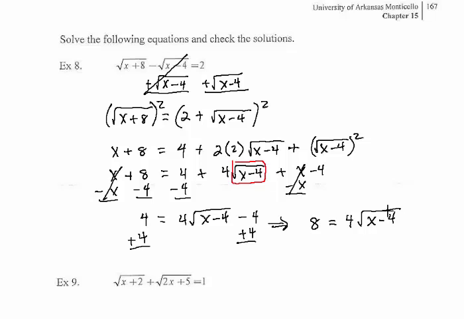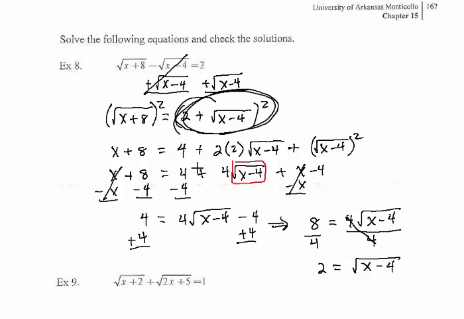The radical is not completely by itself at this point. We want to get rid of this 4 in front of it, and so we divide by 4 on both sides. Because the 4 was multiplying, it's just sitting right beside the radical, no plus or minus sign in between. So it's multiplying the radical, we divide by 4, and we end up with 2 equals the square root of x minus 4. Alright, so quite a bit of work. Most of the work is involved with this part here, squaring the binomial that you end up with.